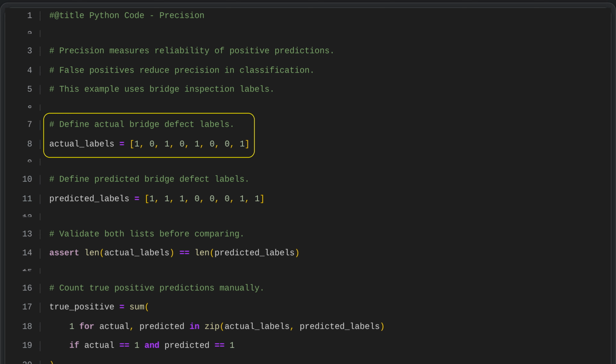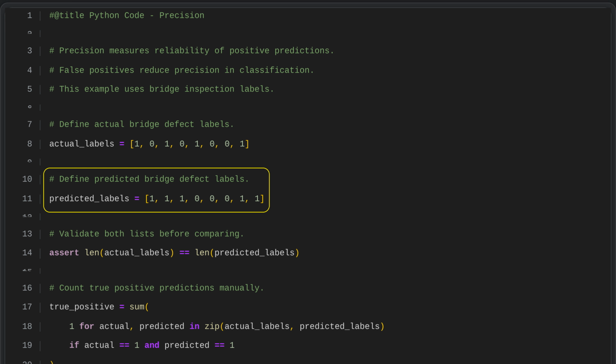We define a list of true bridge defect labels, where 1 means a defect is present and 0 means it is not. These labels provide the ground truth for comparing against predictions and measuring accuracy. Predicted bridge defect labels are represented as binary values, where 1 means a defect is predicted, and 0 means no defect is predicted. These predictions are then compared with the actual labels to measure prediction accuracy.